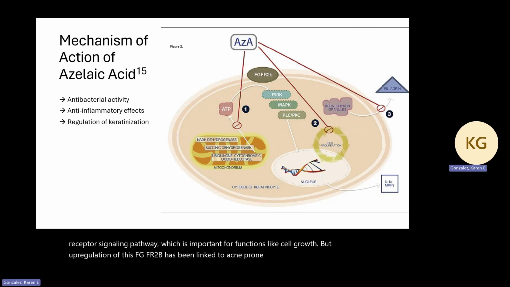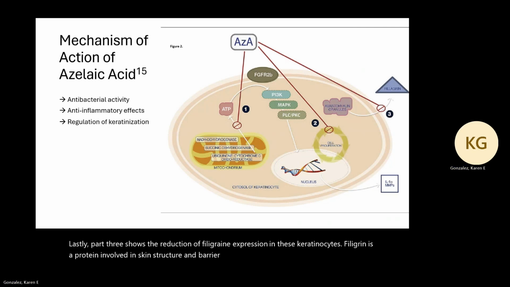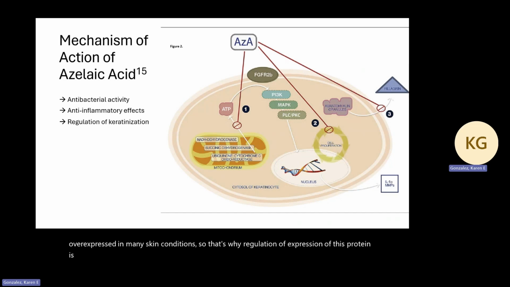In part 2, we see how AZA reversibly inhibits DNA synthesis and cell proliferation in keratinocytes. Lastly, part 3 shows the reduction of filaggrin expression in these keratinocytes. Filaggrin is a protein involved in skin structure and barrier function. However, this protein tends to be overexpressed in many skin conditions, so that's why regulation of expression of this protein is important.